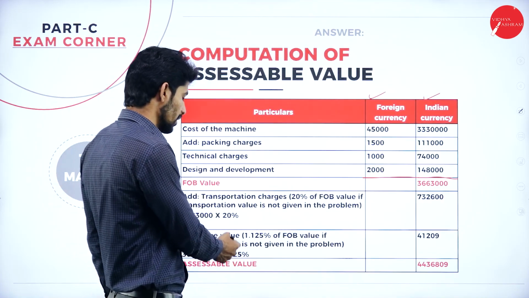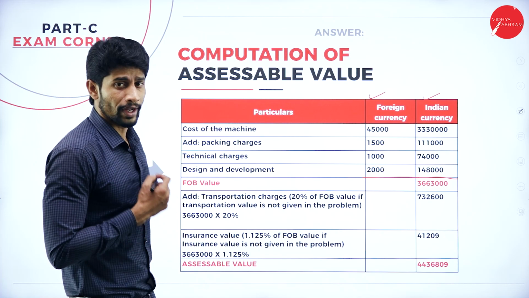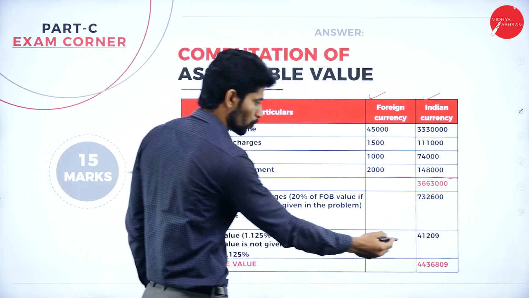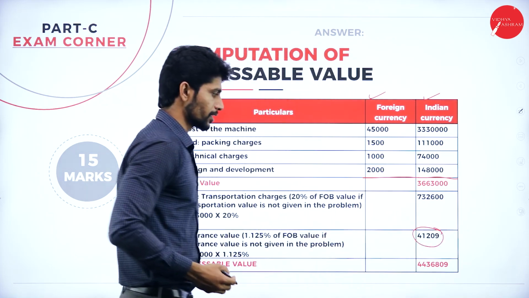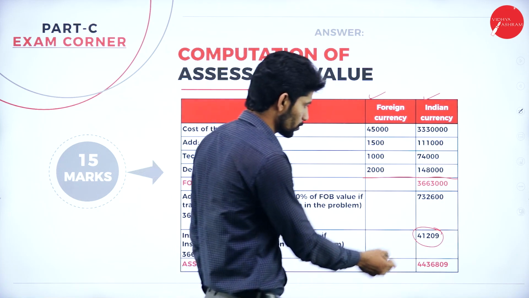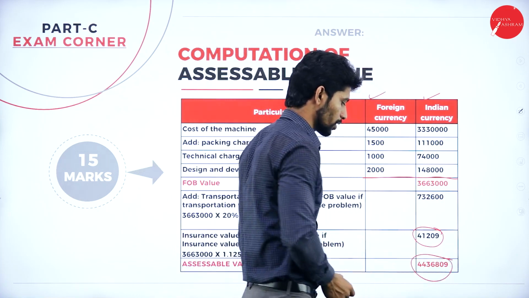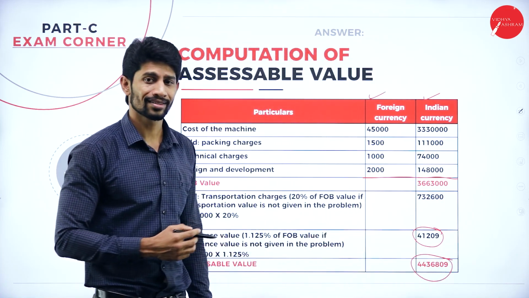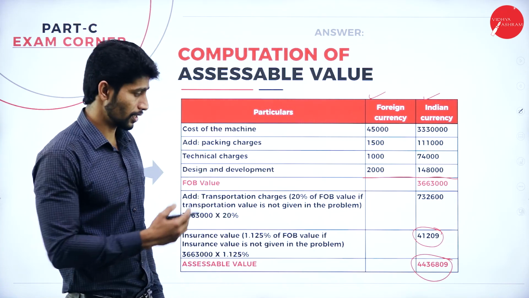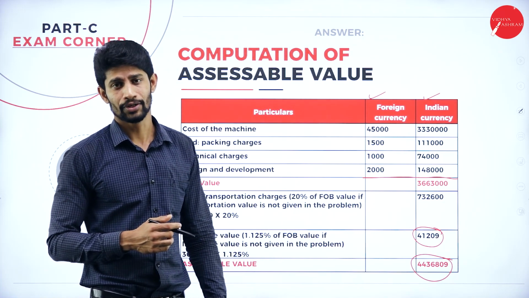We are supposed to add 1.125% of FOB value as insurance charges. So if you compute 1.125%, you will get 41,209. So total these two values with FOB value, you will get some total. The total is 44,36,809. So that total is called the assessable value.